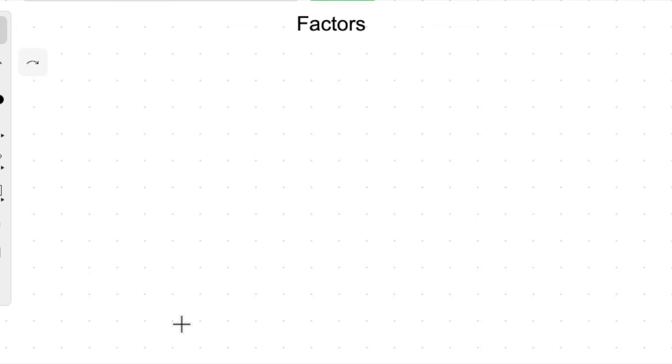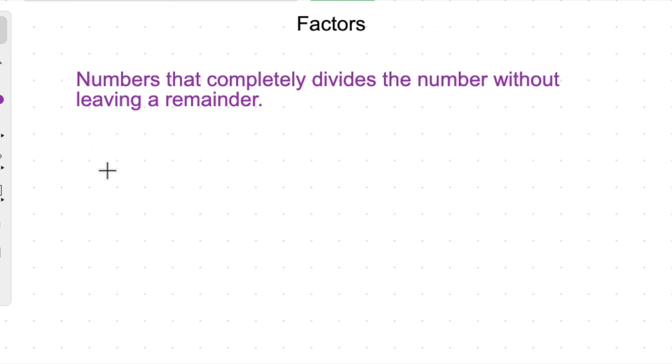In this video, we'll be learning about factors. Factors are the numbers that completely divide the number without leaving any remainder. For example, if we talk of the number 10, can you tell, children, which are the numbers which will completely divide this 10 and there will be no remainder?